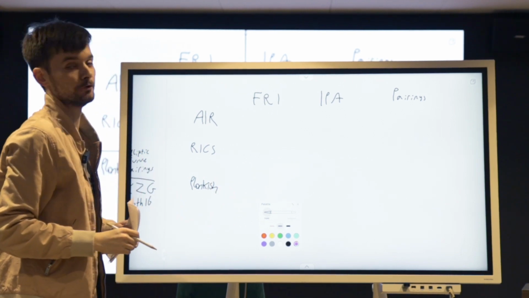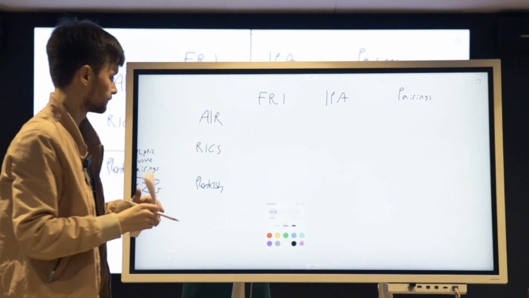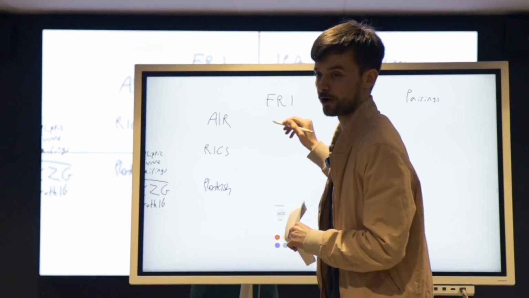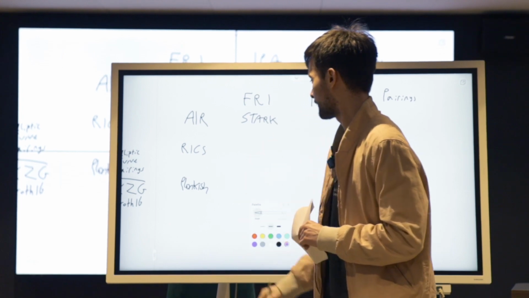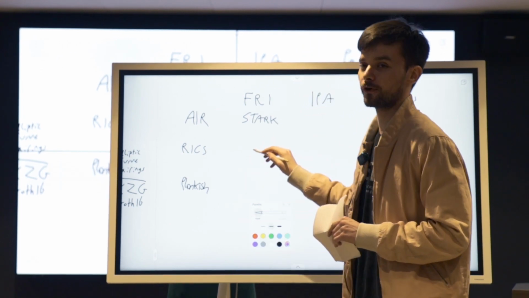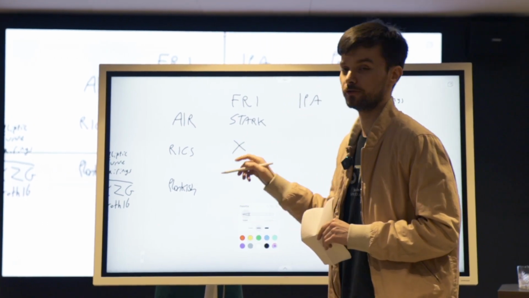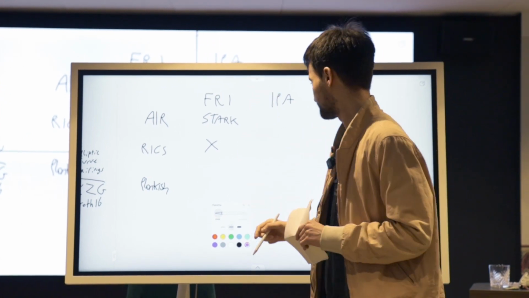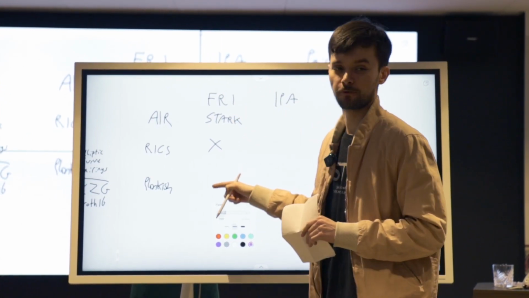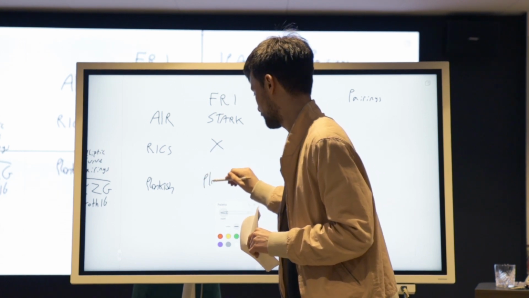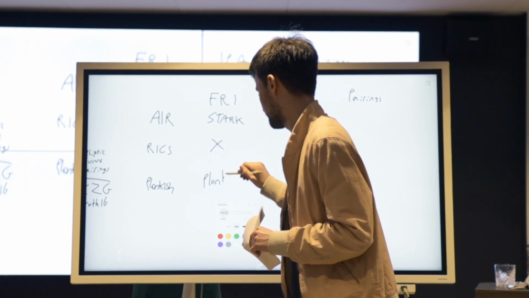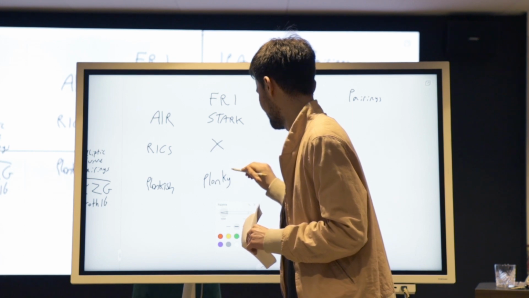So if you do AIR with FRI, that's a Stark. If you do FRI with R1CS, I don't think this exists. You could be the first person to invent it. If you do FRI with Plonkish, that's the Plonky trilogy: Plonky 2, Plonky 3. We're going to talk about Plonky 1.